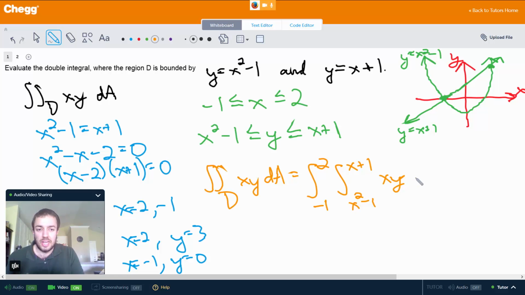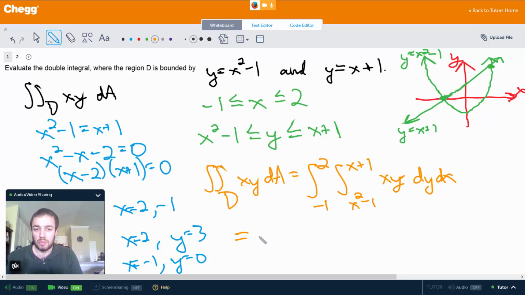And then dA in this case is going to be dy dx, because we integrate with respect to y first, and we know that because these are the bounds on the inner integral. So we're integrating with respect to y first. Okay, so let's go ahead and evaluate this.